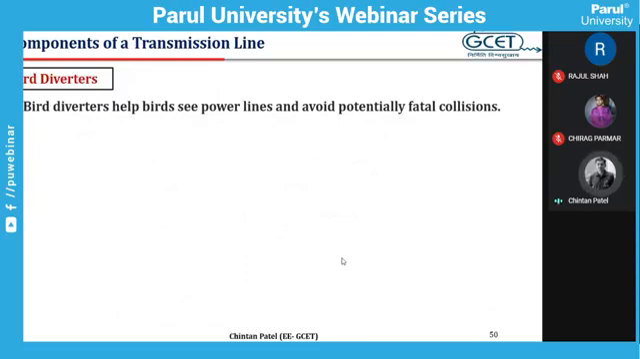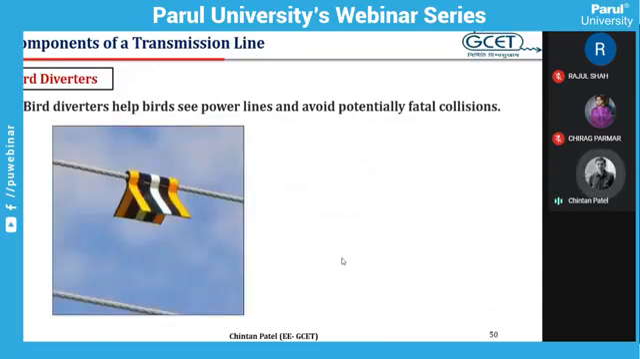Next component is the bird diverter. This bird diverter is a very important device, and it is frequently used in Western countries. There are migratory birds, birds which fly from one area to another depending upon weather conditions, and these migratory birds fly in huge quantity. So they may collide with the transmission lines, and there may be potential damage to the transmission line as well as to the birds also. So to prevent this, bird diverters are used.